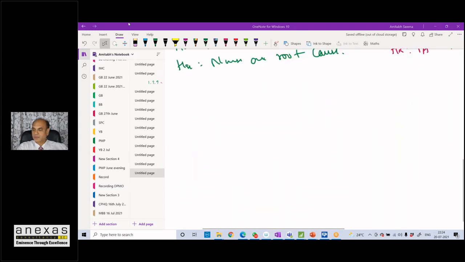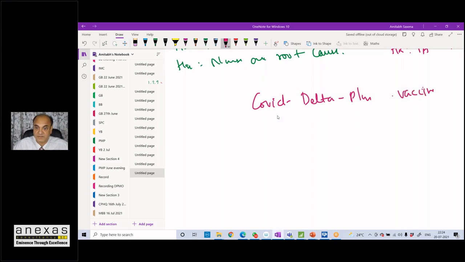So let us say for COVID, let's say I'm a vaccine manufacturer, and my research team did some nice research, and we came out with a COVID Delta plus vaccine which I have devised. My research and development team has developed it, and I call it Deltaxin, Deltaxin plus.